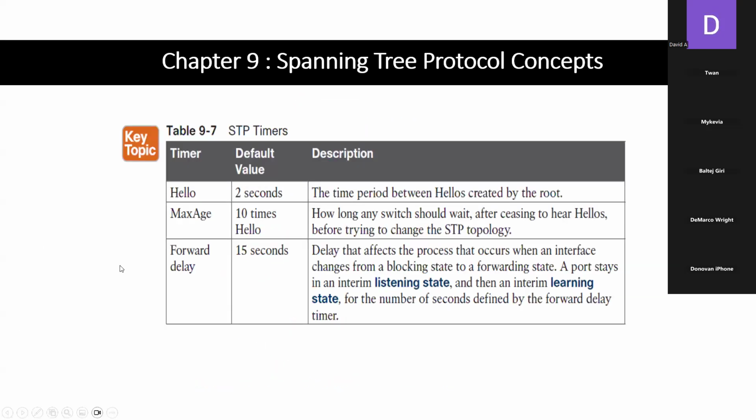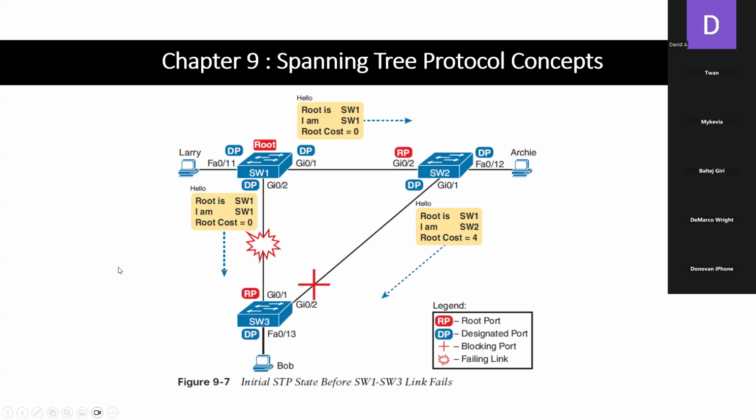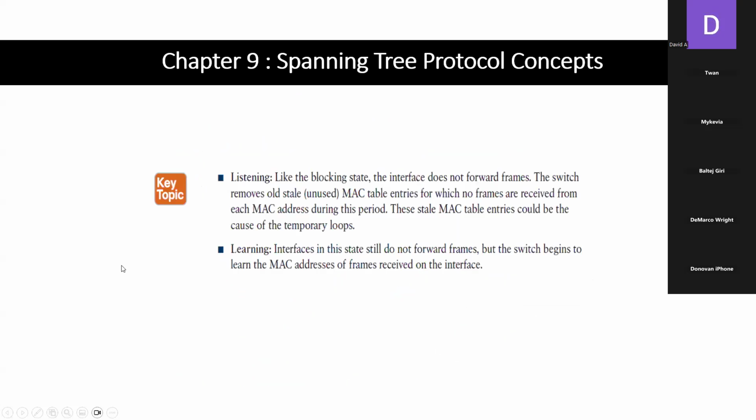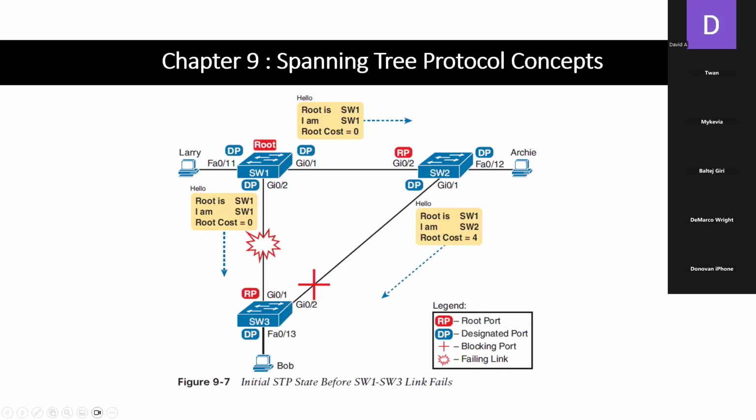Once we have that, oops, excuse me, that's the wrong button. There we go. Once we have that, it's going to evaluate the root costs that it received from switch 2. It changes to its new root port. Now we have a new spanning tree. Now Bob, who's connected to switch 3, can continue watching his YouTube videos.